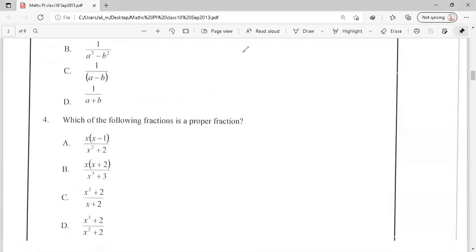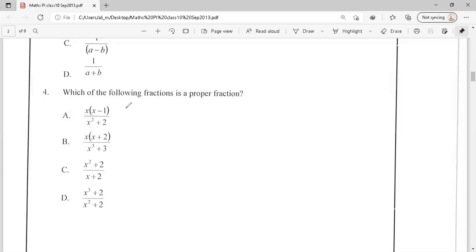So quickly let's move to our question number 4, in which we have to identify the proper fraction. So proper fraction is the one in which the degree of numerator is less than the degree of denominator. So here the degree of numerator is 2, and the degree of the denominator is 2. So this is the improper fraction. Similarly, in option D, we have the highest power of the variable 3 in numerator and highest power 2 in denominator. Similarly, highest power 2 in numerator and 1 in denominator.